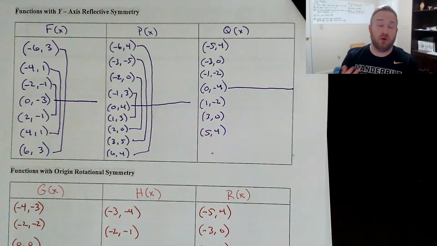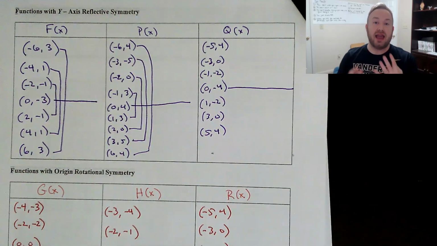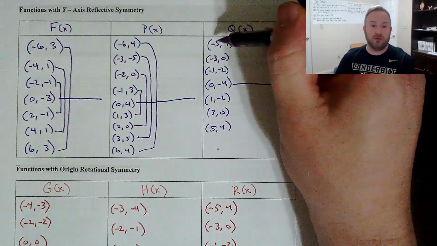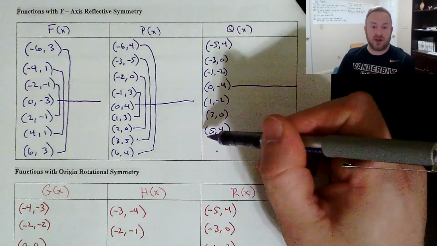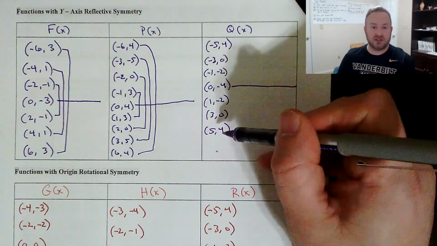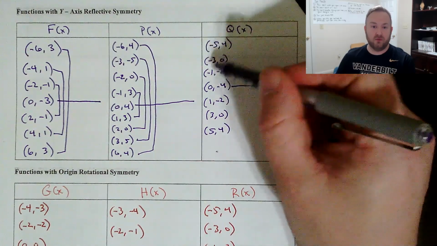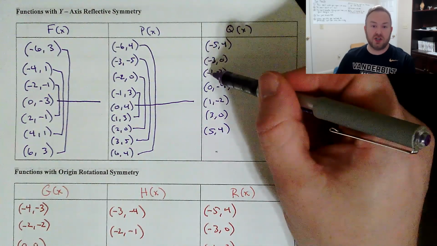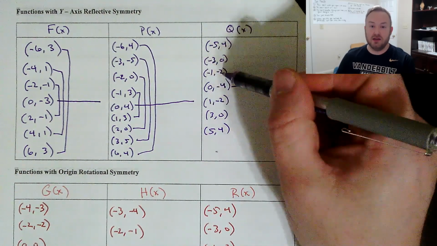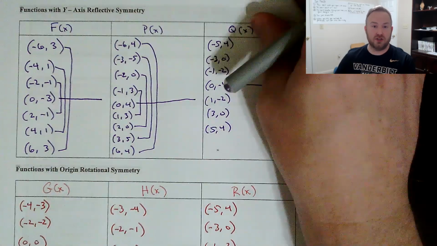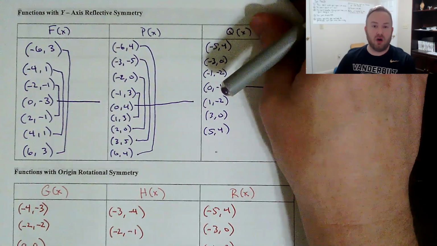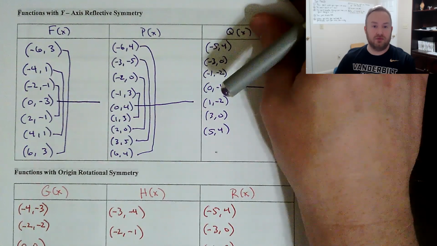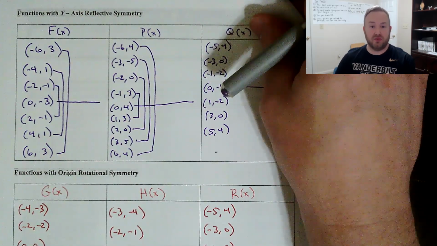So what's occurring here is that if we change the sign on the x coordinate, the y coordinate stays the same. Right? If you look at -5, 4, well, if we change the -5 to a +5, the y coordinate is still 4. -1, -2. Change the x coordinate to +1, the y coordinate is still -2. This is going to be the case for all y-axis reflective symmetry functions.